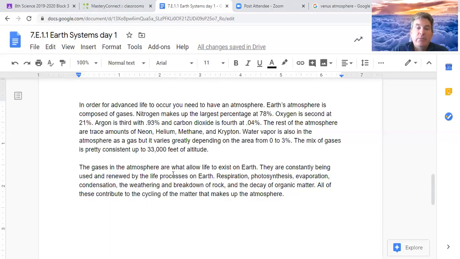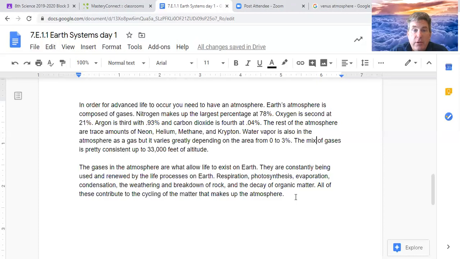So the gases of the atmosphere are what allow life to exist on Earth. They're constantly used and renewed by the life processes on Earth: respiration, photosynthesis, evaporation, condensation, weathering and the breakdown of rock, and the decay of organic matter. All of these contribute to the cycling of matter that makes up the atmosphere. So this huge monolithic chunk of nitrogen, 78% right here, it's not like that nitrogen just sits there and does nothing and stays at 78%. No. We studied the nitrogen cycle a little bit. So nitrogen does cycle in and out of the atmosphere into different things on the Earth.